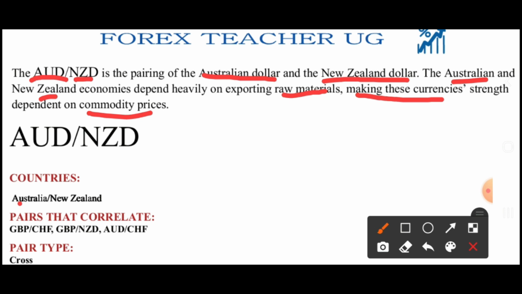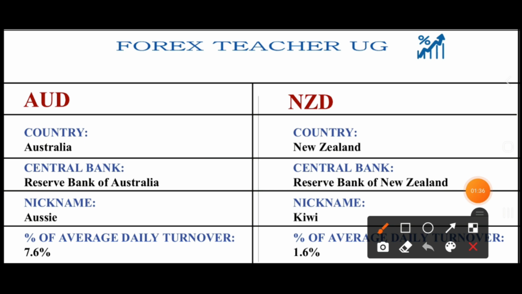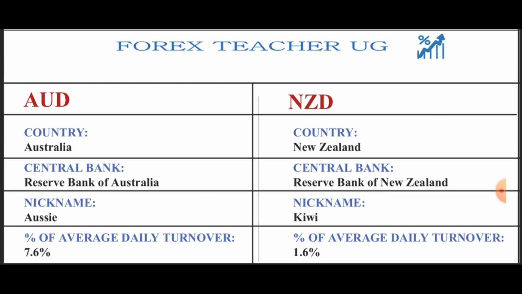So the countries are Australia and New Zealand, of course, and these are the pairs that they correlate with, where we have the Great British Pound and the Swiss franc. Great British Pound against the New Zealand dollar and Australian dollar and the Swiss franc, and the type is the cross pair. So when we look at further detail, now this is New Zealand. The bank is Reserve Bank of New Zealand, and the nickname is Kiwi. Its average daily turnover is 1.6, and this, of course, being the same as 7.6. The nickname Aussie, Reserve Bank of Australia as its central bank, and the country is Australia.